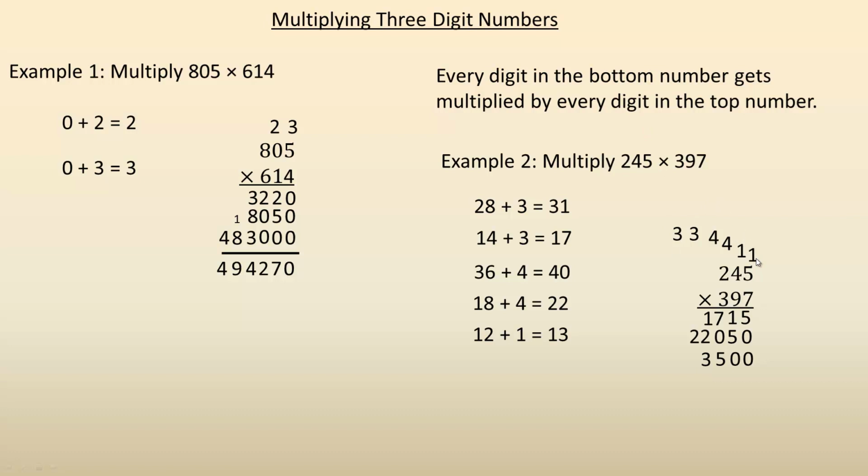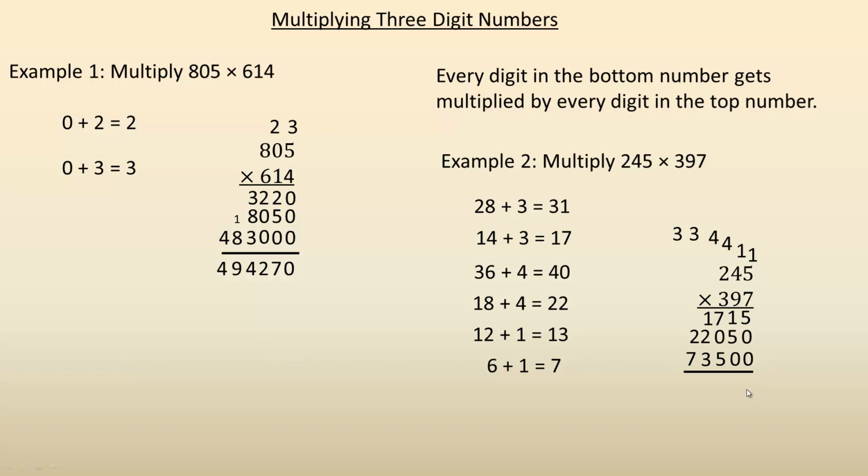Last number to write up top, actually. And so I've done the 3 and the 5, the 3 and the 4. Now I just need to multiply the 3 by the 2. Now 3 times 2 is 6 plus that 1 is 7. So we'll write a 7 right here. And put a line across because we're going to add.